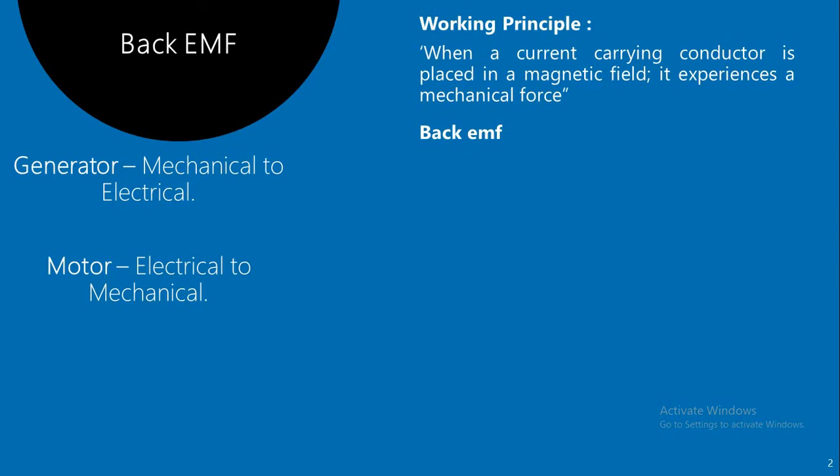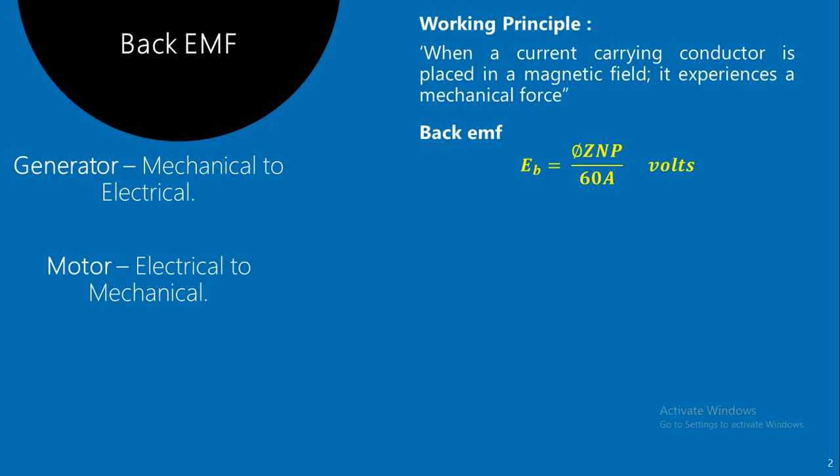It is represented by E suffix B. That is, EB is given by phi Z N P by 60A. This is the same as the generated EMF equation of generator. So the equation to find out the back EMF in DC motor is given by phi Z N P by 60A. And remember one thing, the back EMF, that is EB, is always less than the applied voltage V, although this difference is small when the motor is running under normal conditions.